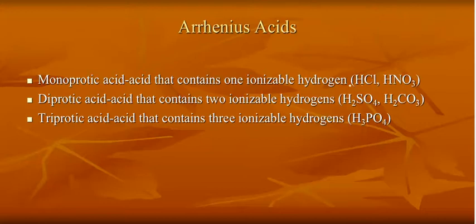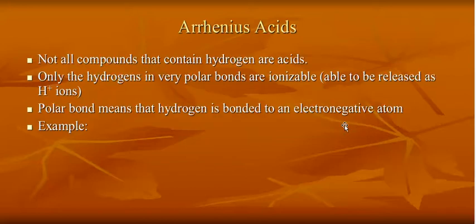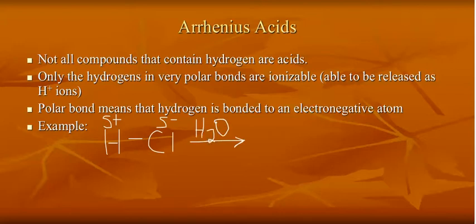Notice though, with all of these acids, hydrogen is written first. Normally, if hydrogen is written first, it's an acid. Not all compounds that contain hydrogen are acids. The hydrogen have to be ionizable. For example, in HCl, because this is a polar bond, chlorine is slightly negative because it's more electronegative, and hydrogen is slightly positive, this hydrogen is ionizable. When you put it in water, water breaks the bond and hydrogen gets freed. That's what ionizable means.